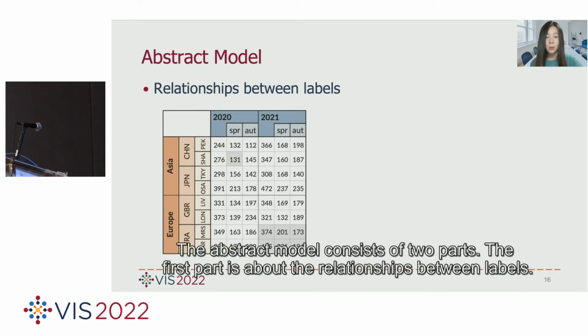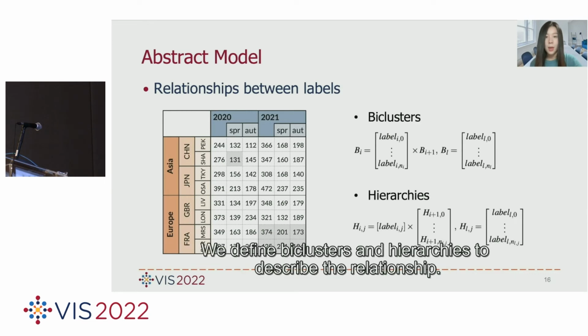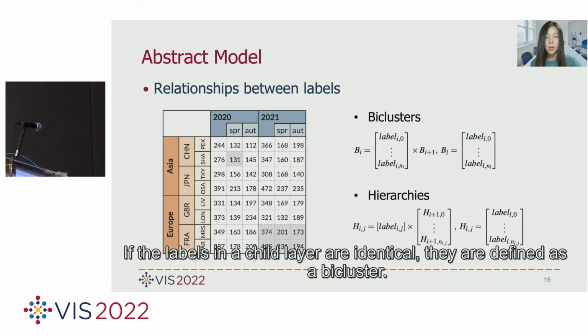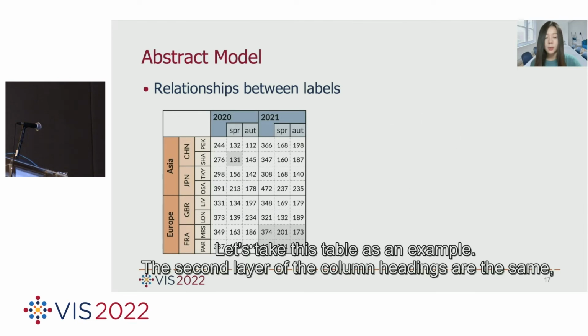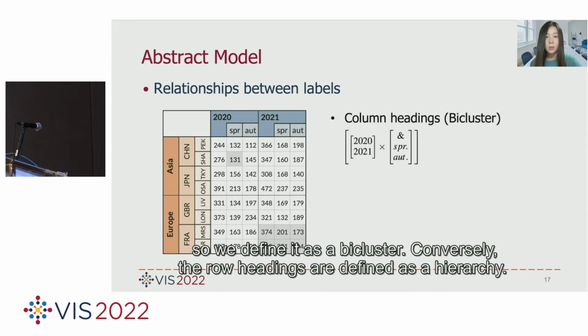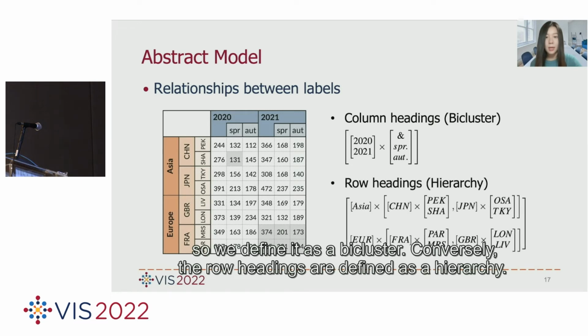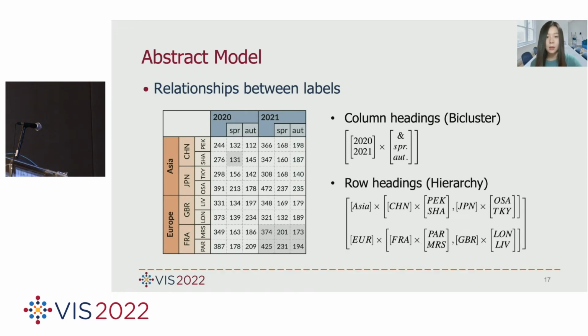The abstract model consists of 2 parts. The first part is about the relationships between labels. We define biclusters and hierarchies to describe the relationship. If the labels in a child layer are identical, they are defined as a bicluster. Otherwise, they are defined as a hierarchy. Let's take this table as an example. The second layer of the column headings are the same, so we define it as a bicluster. Conversely, the row headings are defined as a hierarchy.